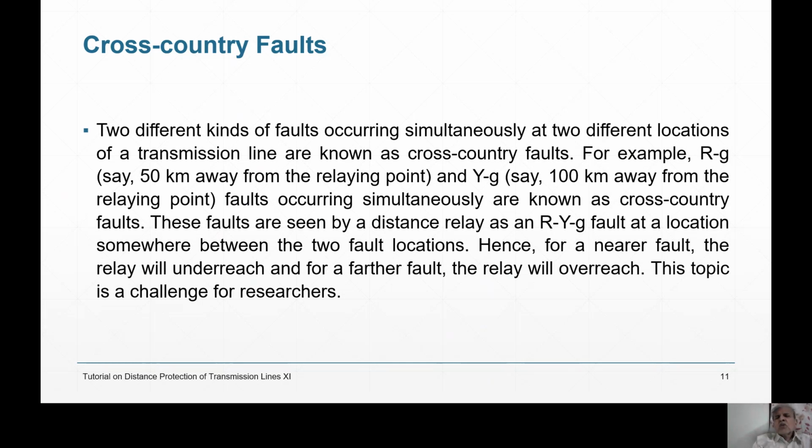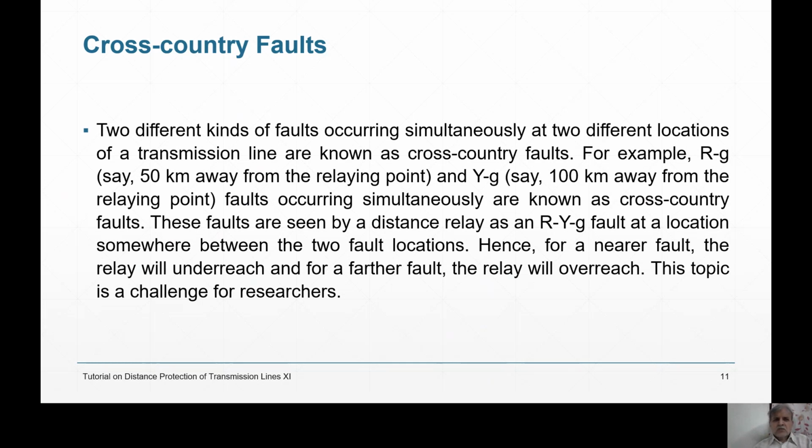And I am not talking only about RY and YG. You can talk about any RG and YG. You can talk about RYB and BR. You can talk about RY and YB. Any two different kinds of faults occurring at two different locations simultaneously on a transmission line. That is a cross-country fault.